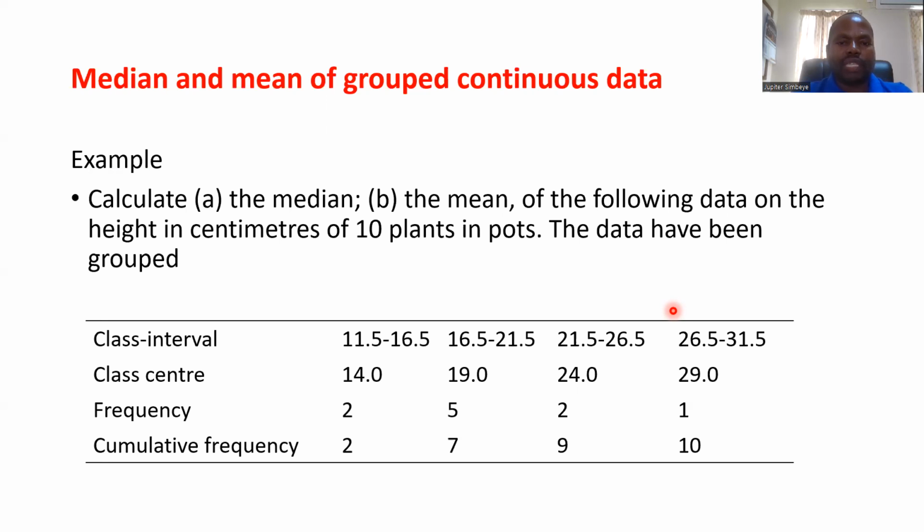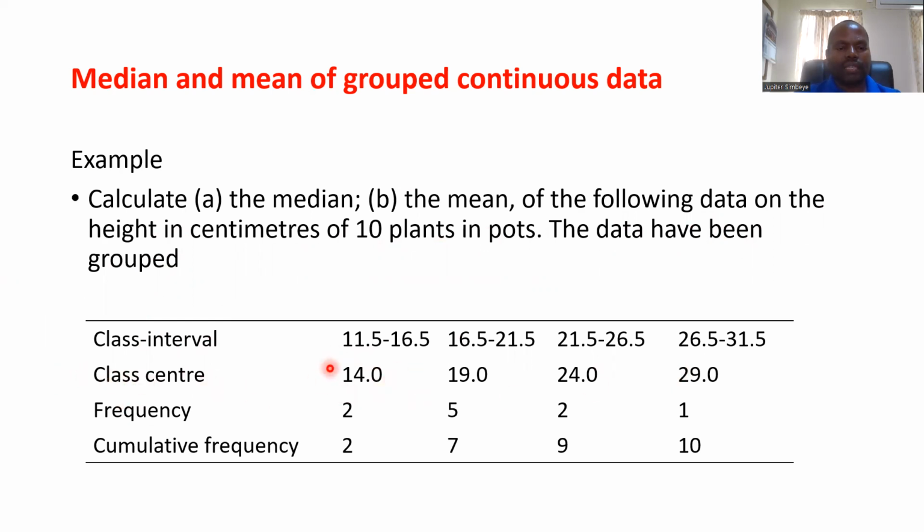Remember, continuous data, we can also have a frequency distribution of continuous data after grouping the observations into some class intervals. So if we are given a table like this one, which is already a frequency distribution of continuous data, we can also calculate the mean and the median. Here, it's data on height in centimeters of 10 plants in pots. The data have been grouped, so the class intervals are 11.5 to 16.5 centimeters, up to 26.5 to 31.5 centimeters.